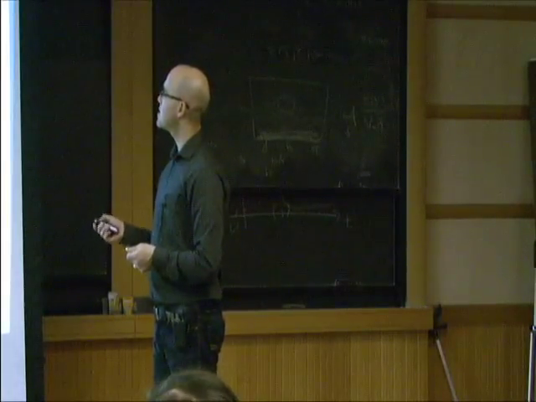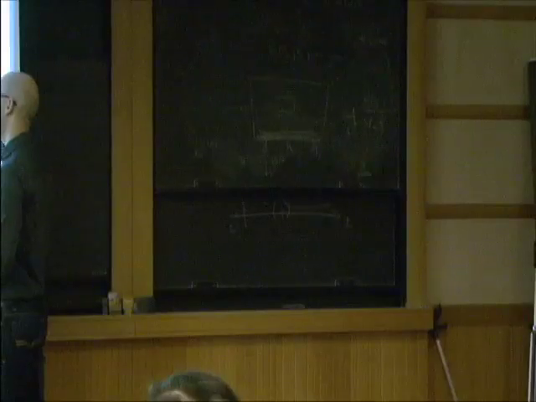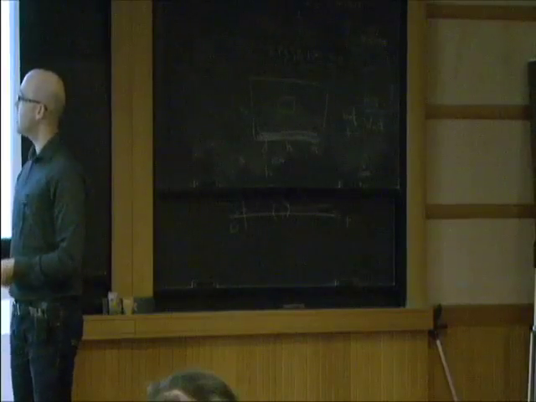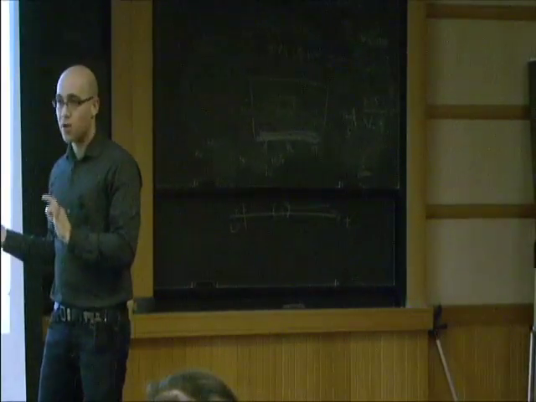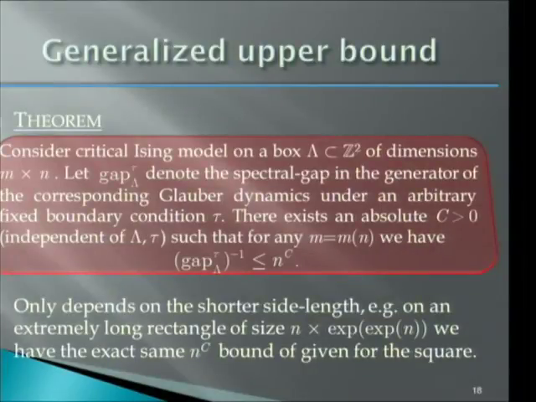This is a comment that maybe I should have inserted before. If you have an m by n box, we prove something slightly stronger: the inverse gap is at most n to the c, regardless of m. So you can have a box whose proportions are n by e to the e to the e to the n, and still your inverse gap will be the same, n to the c.